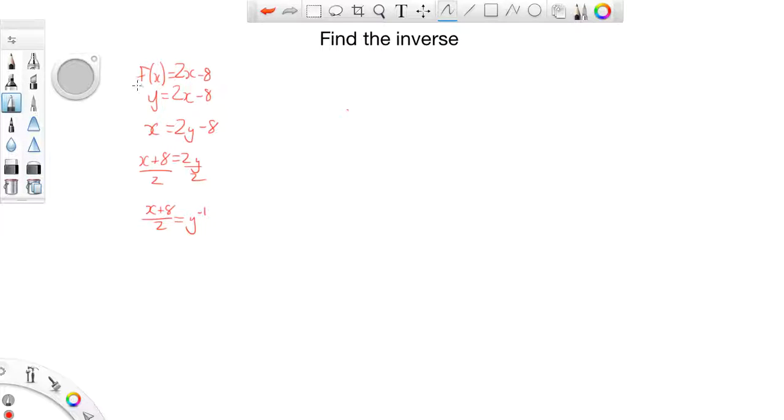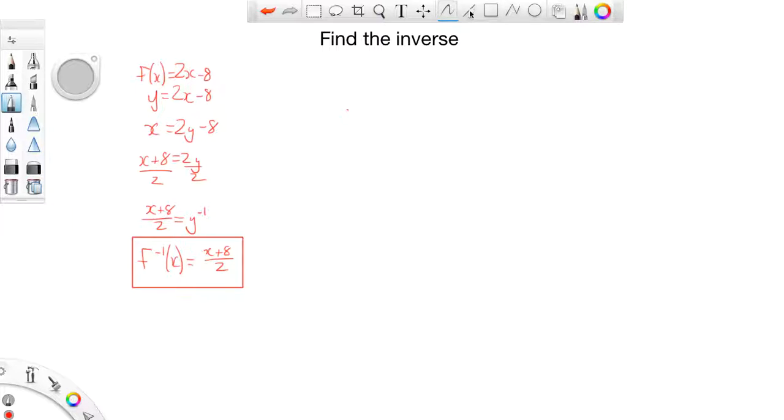Now, the problem did originally give us the function as f of x. If that's the case, we want to write it as the inverse of f of x, so f to the negative first. Again, that's the inverse symbol, and that equals x plus 8 over 2. So we want to make sure that the format that we're given is the same format that we write it in. And so that is our inverse.